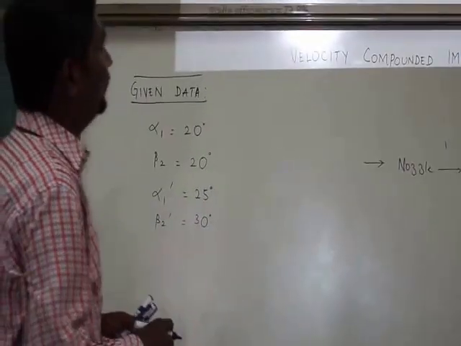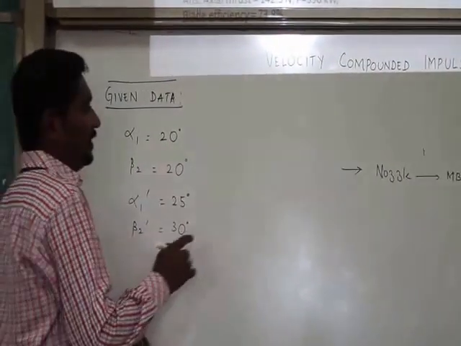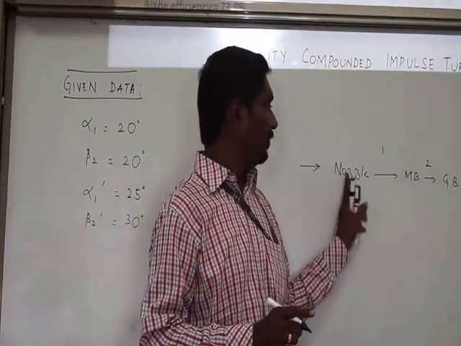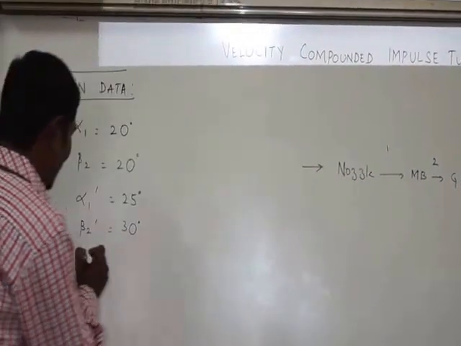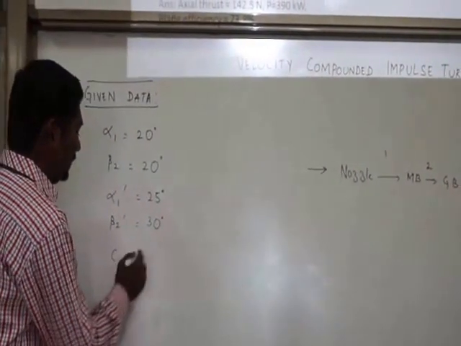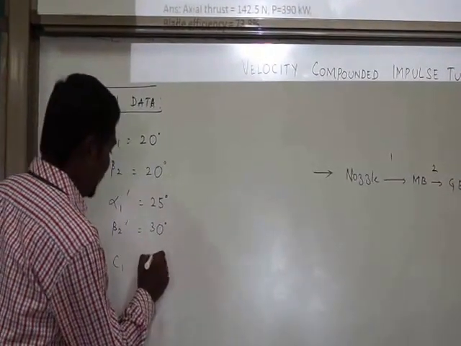The velocity of the steam leaving the nozzle and entering the first row of the moving blade, the inlet fluid velocity, is given as 600 meters per second.